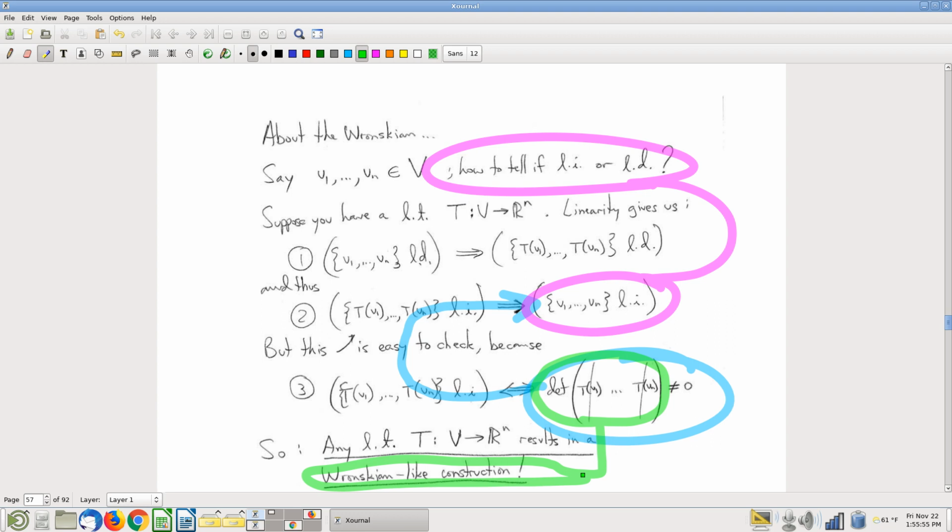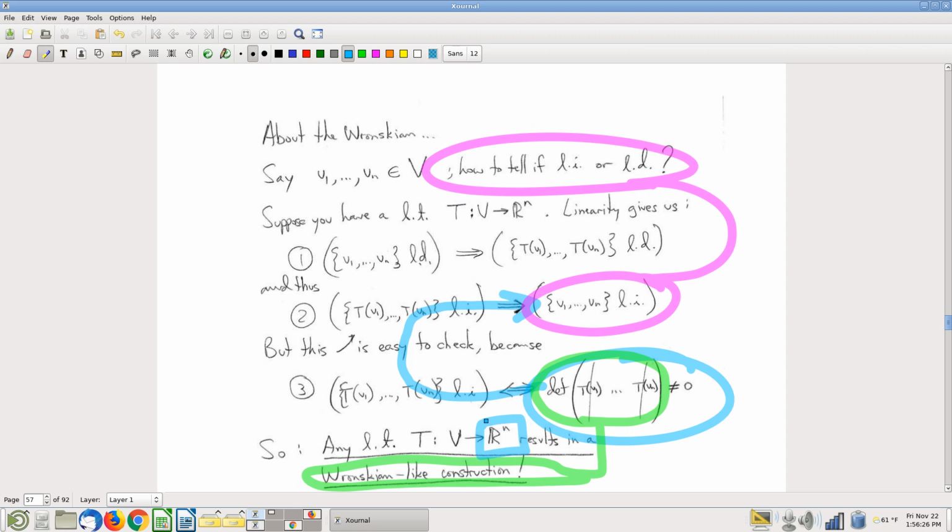Of course, we do have to have it be vector valued. The output values of this linear transformation have to be in Rn, because I need to be able to take these output values and make them columns of a matrix. And so it's got to be vectors. But other than that constraint, any vector-valued linear transformation gives me this Wronskian-like construction that does what I want.